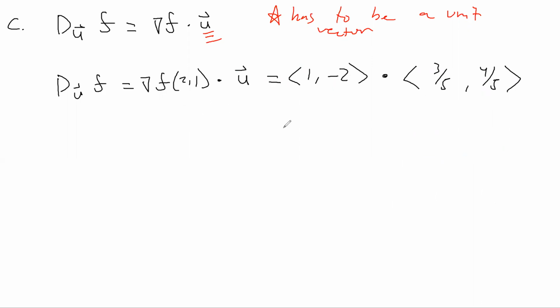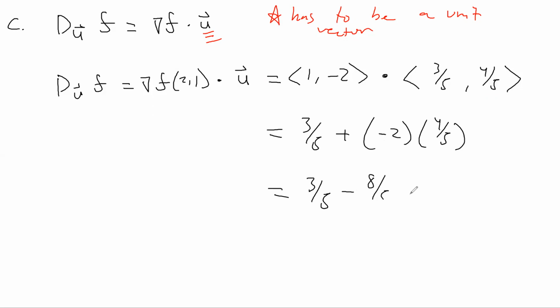Actually solving this out, remember, a dot product yields a scalar quantity. We get 3/5 plus negative 2 multiplied by 4/5, the same thing as 3/5 minus 8/5, which is negative 1. And that is the rate of change of f at p. So that's it, the directional derivative.